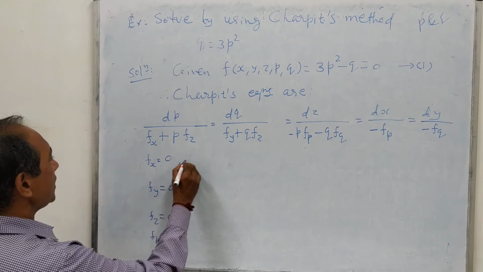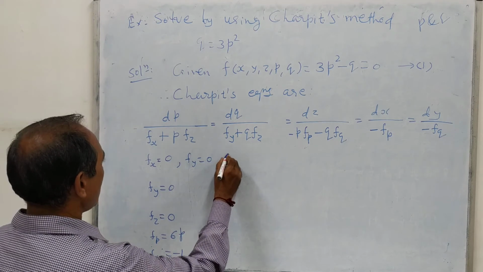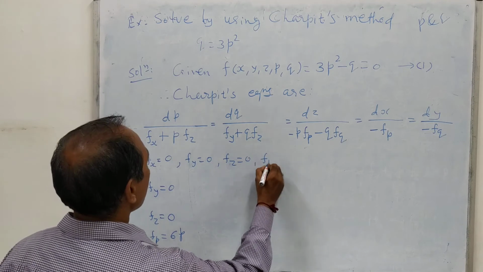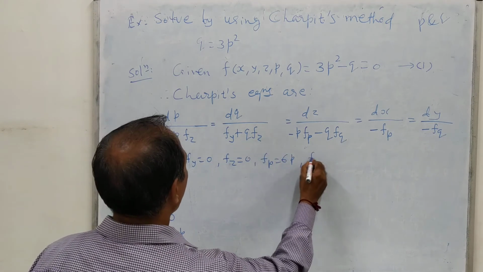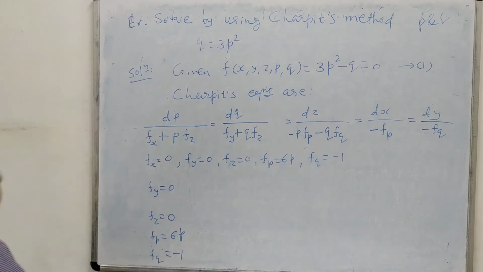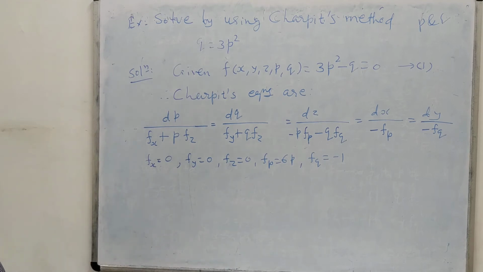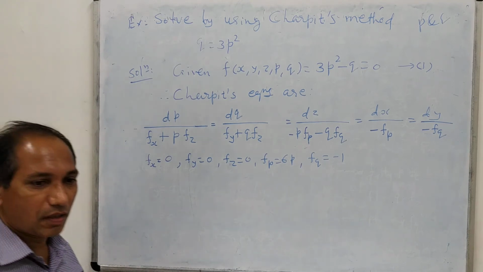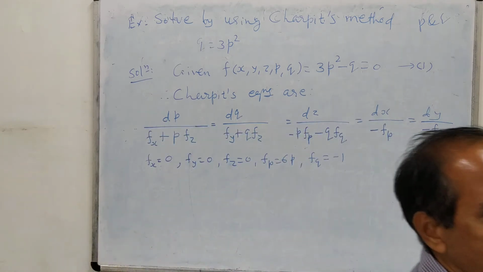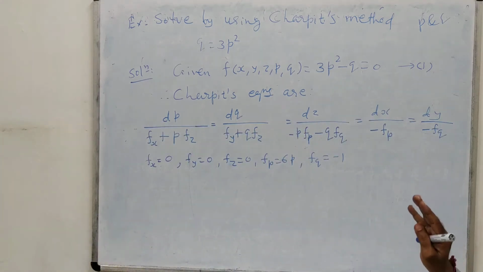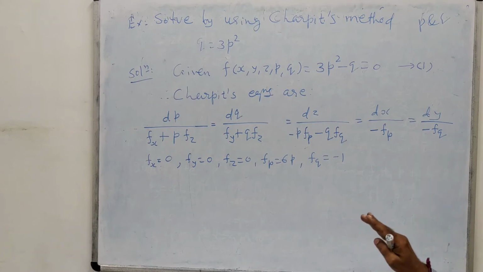Actually you can write down these equations in a row so as to save the space. f of p equal to 6p and f of q equal to minus 1. So these are the values we have obtained. So the procedure is very simple. If you solve or practice this example, then go very slowly in the first example, in the first solution, then automatically you will get the speed to solve such kind of equations.